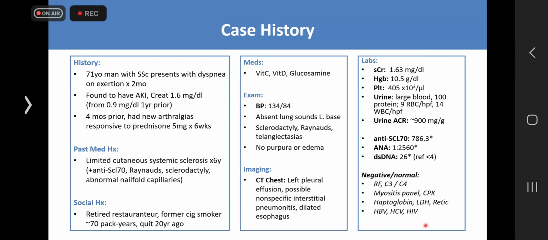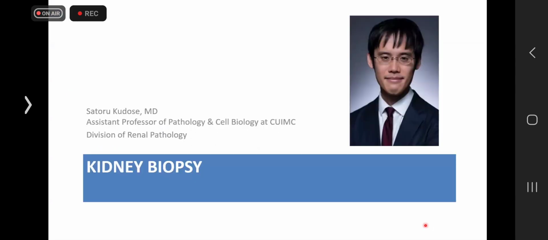So based on this, it was immediately apparent that he would need a kidney biopsy, and he indeed had one. And I'll ask my colleague, Dr. Kudose, to take us through the biopsy. And Satoru, if you'd like, I can drive the slides. Okay, sounds good to me.